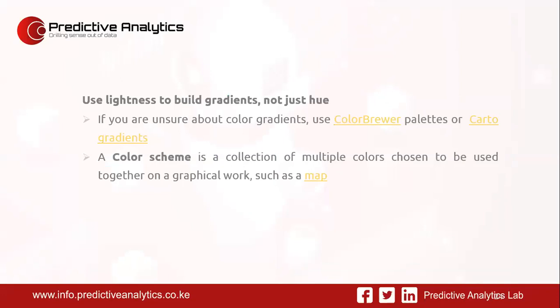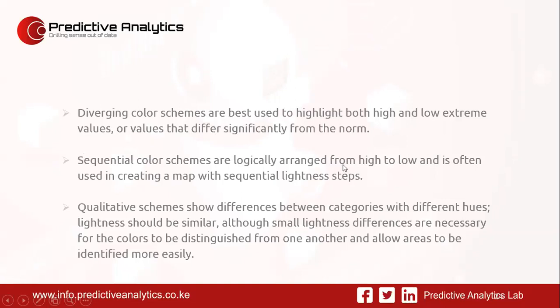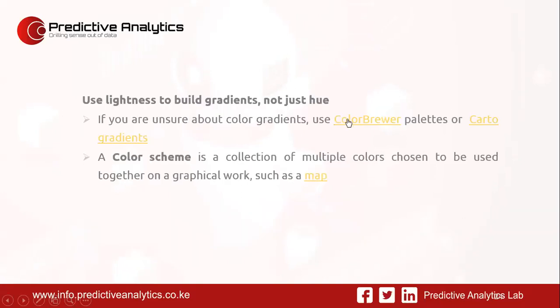So use lightness to build gradients, not just hue. If you're unsure about color gradients, use Color Brewer. Color Brewer is, let me share the link, but don't worry about it so much. We'll have a look at it at a later stage, but it's a tool that helps you to choose colors. Again, at a later stage we'll look at tools that you can use to help you choose colors, especially seeing as some of us are coders and not designers.